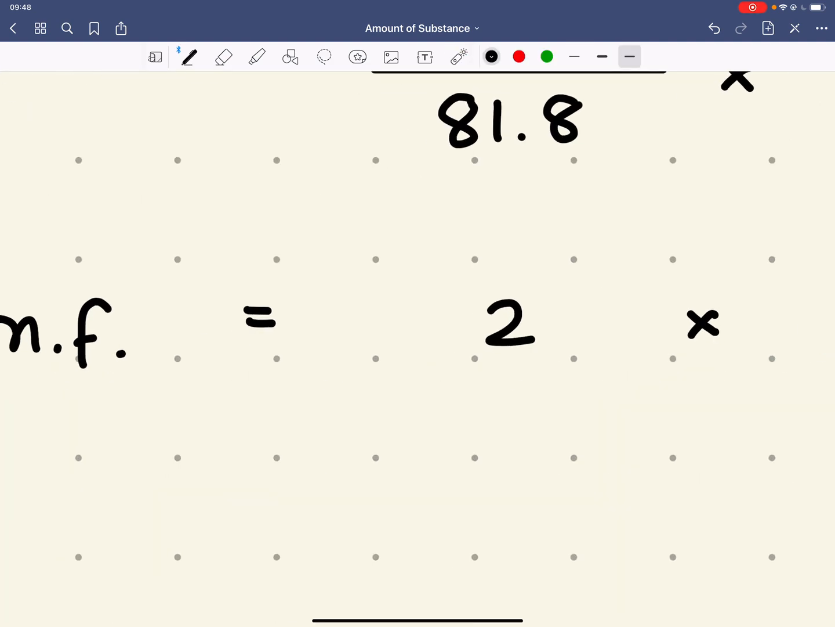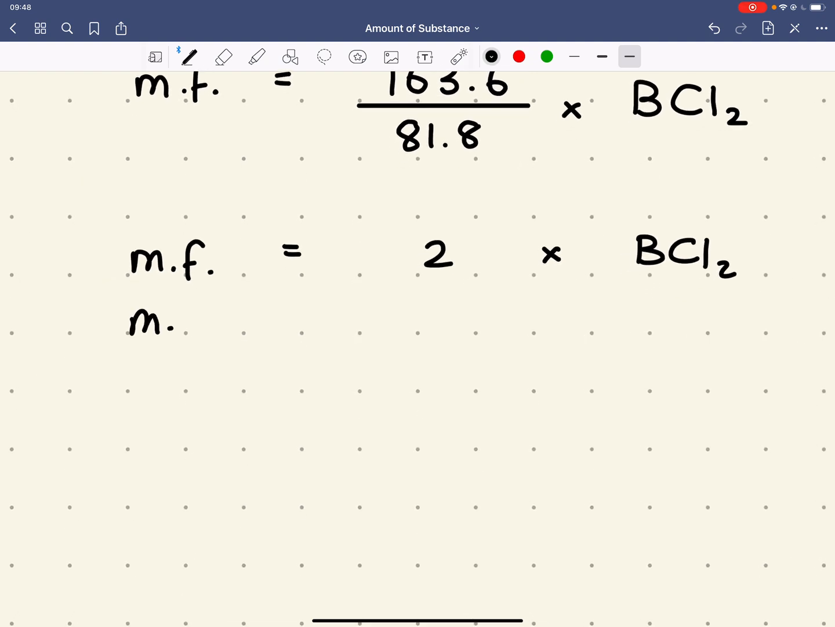So my molecular formula then is equal to B2Cl4. And that there is your answer.